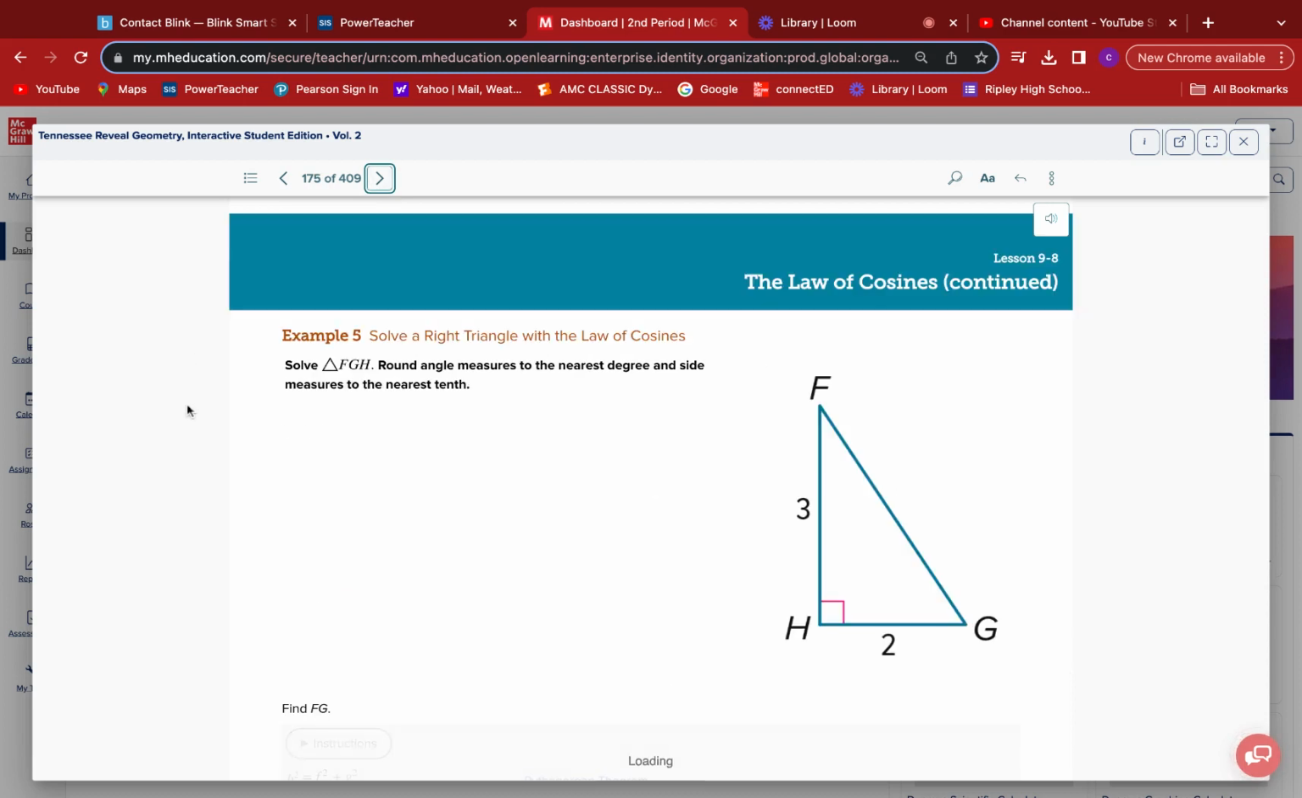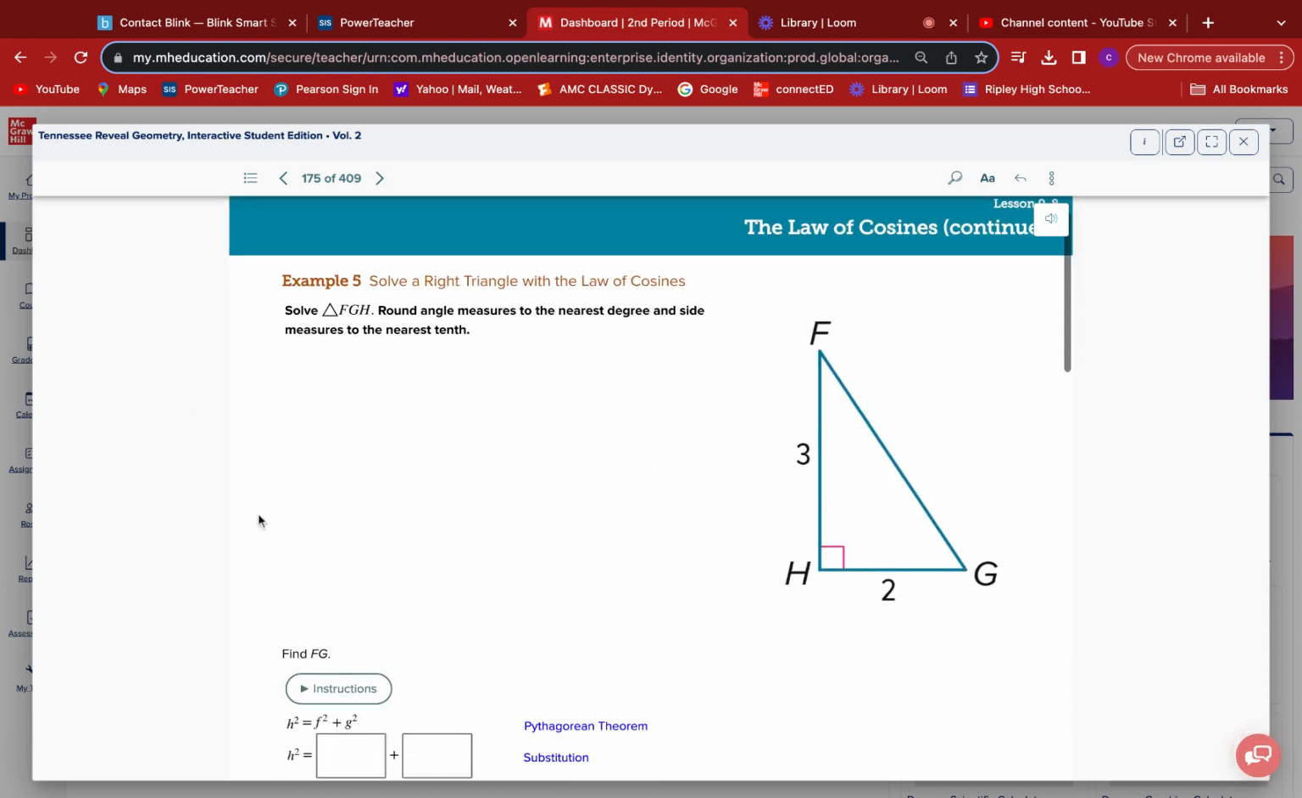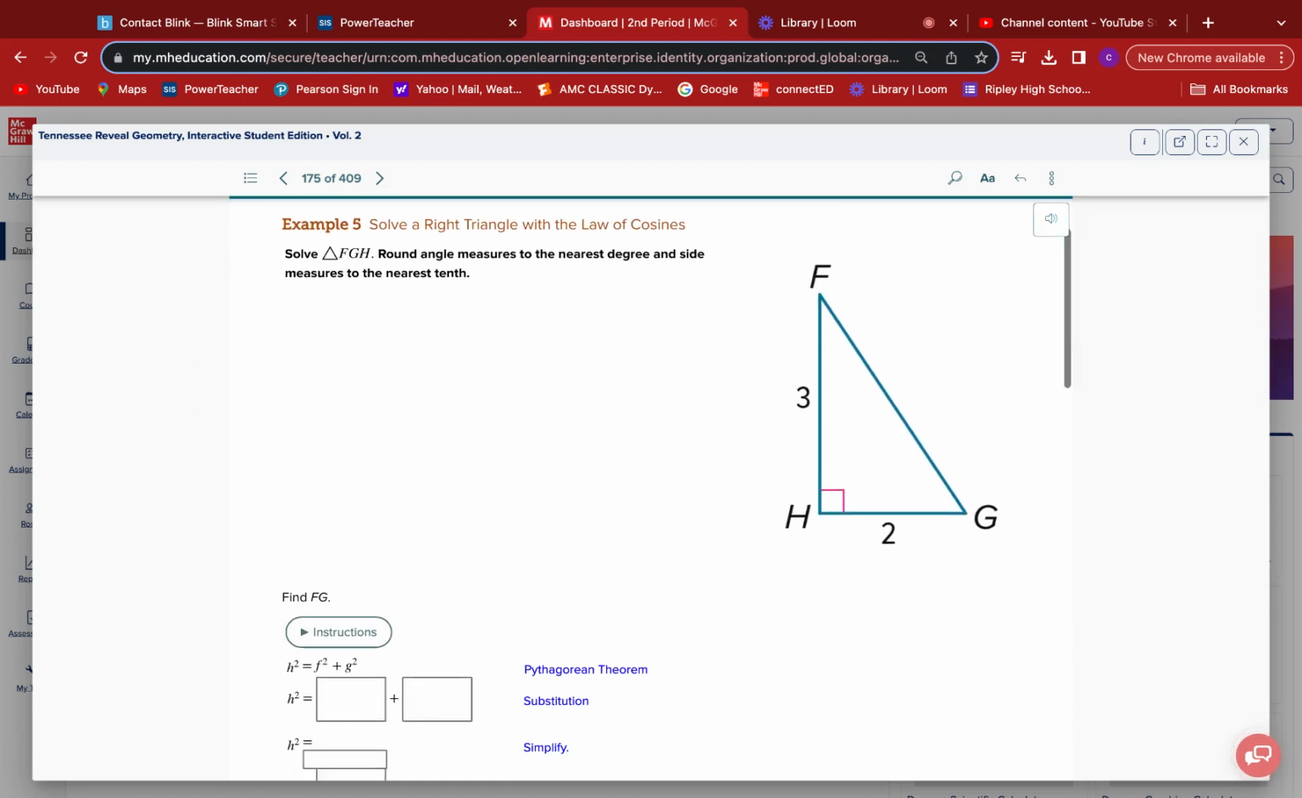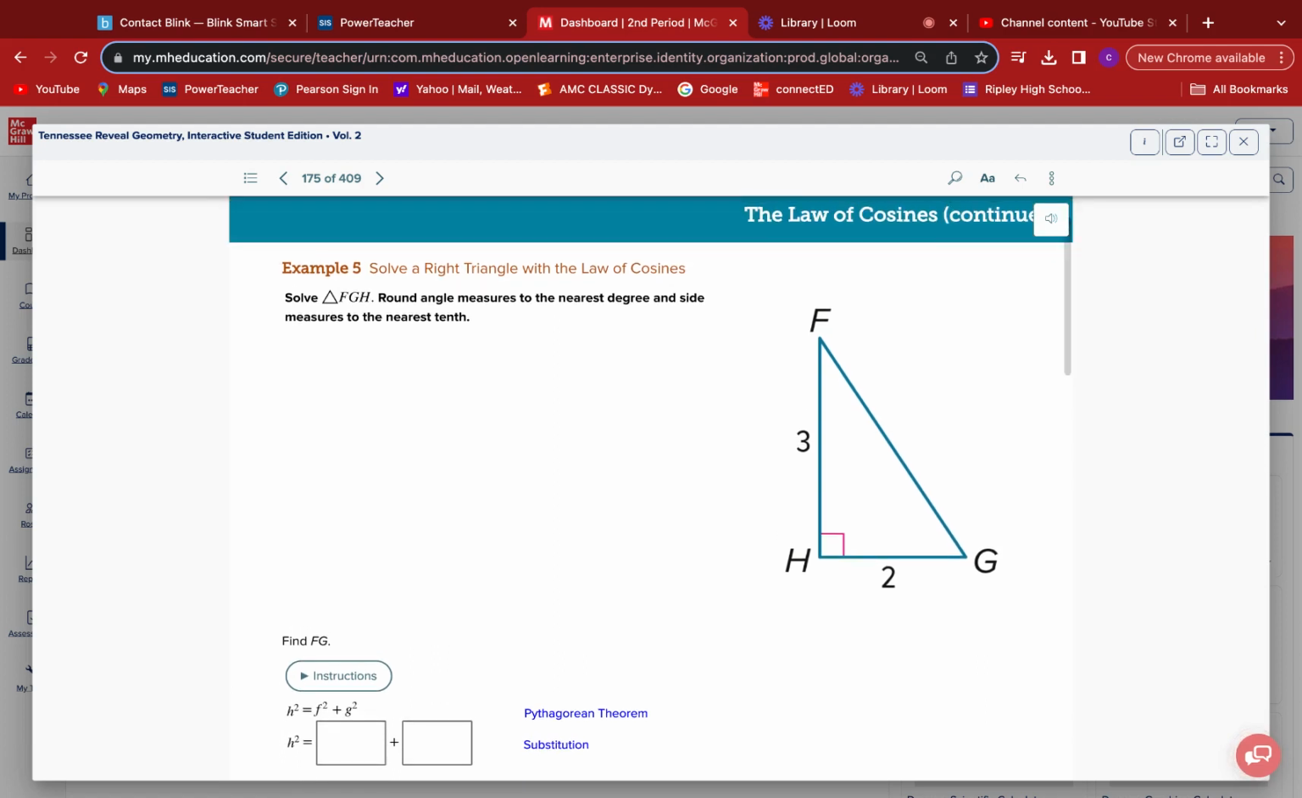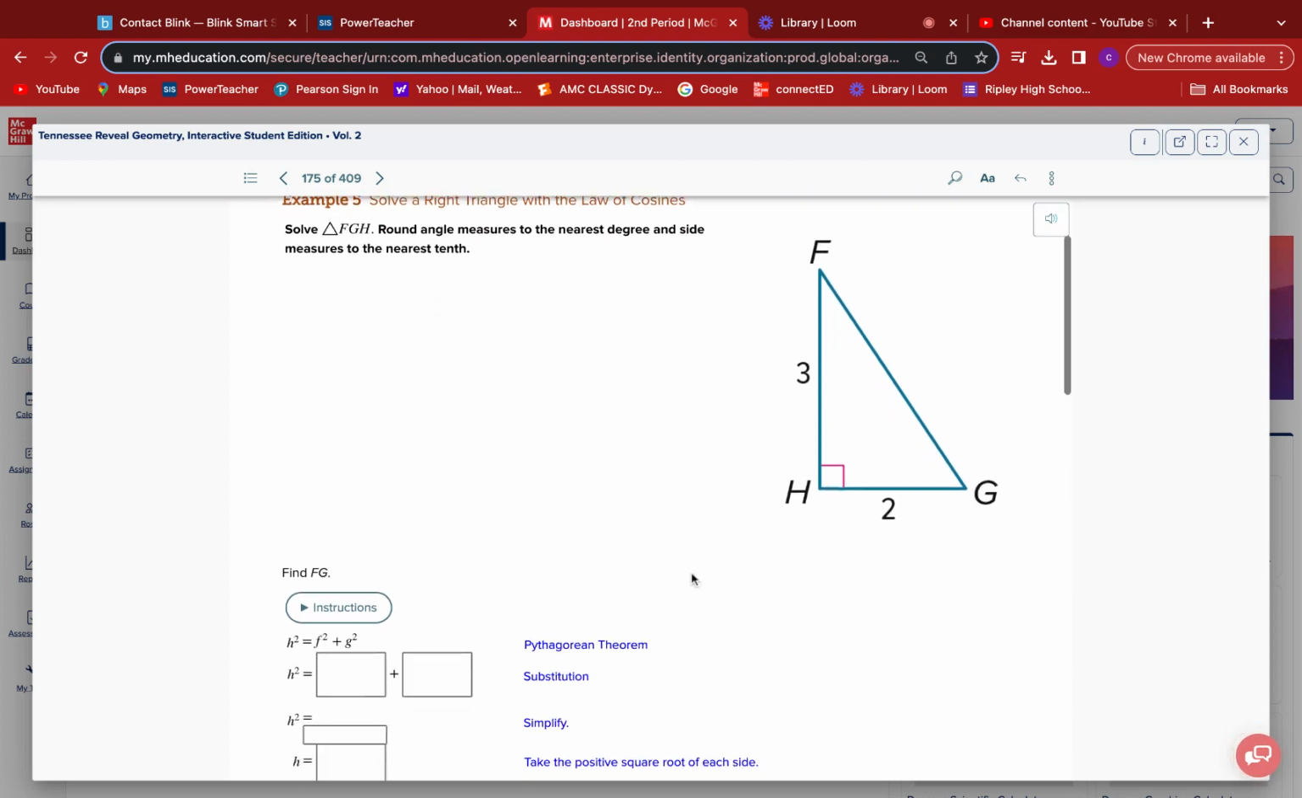All right, example 5. What have I got? A right triangle. Find the measure of the angle to the nearest degree, the nearest tenth. Oh, what am I looking for? Find FG. Oh, that's Pythagorean theorem. A squared plus B squared equals C squared. This is a right triangle, which means FG is my hypotenuse.